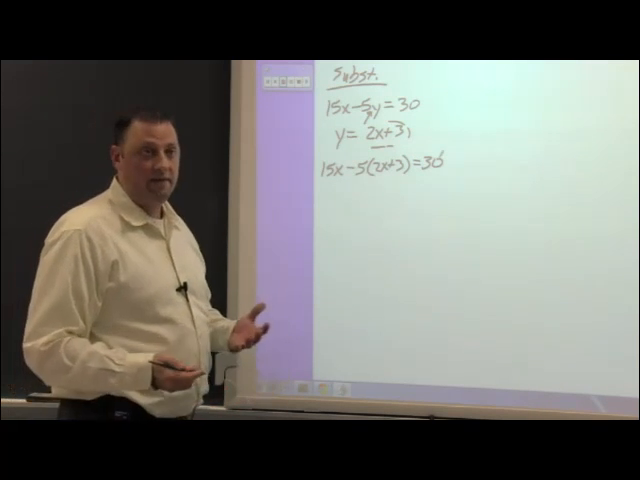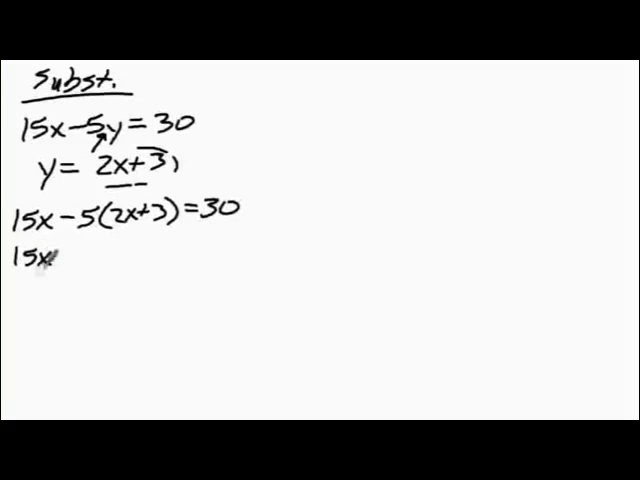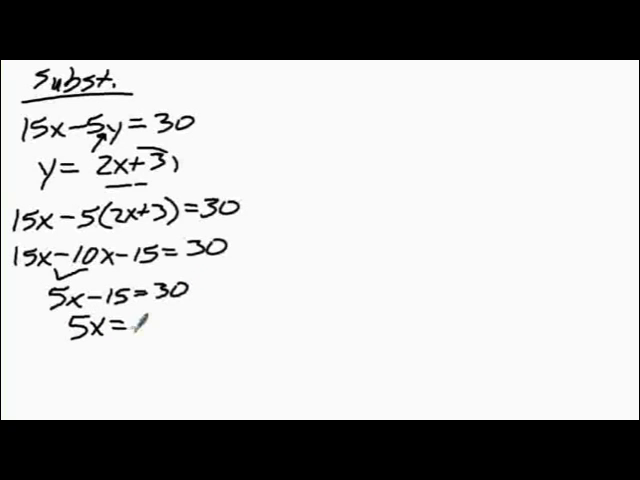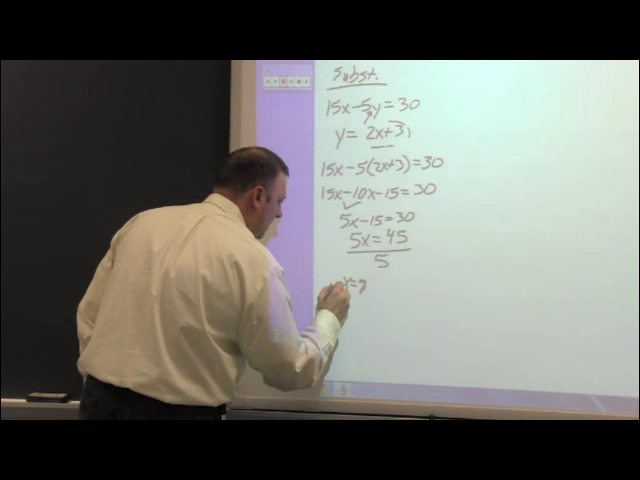So let's start by distributing our negative 5 first. So we're going to get negative 5 times 2x, that's negative 10x. Negative 5 times positive 3, that's negative 15, equals 30. All right, let's combine our like terms. You're going to get 5x minus 15 equals 30. Now let's add 15 to both sides, and we'll get 5x equals 45. Divide by 5 now. So we're going to get x equals 9.